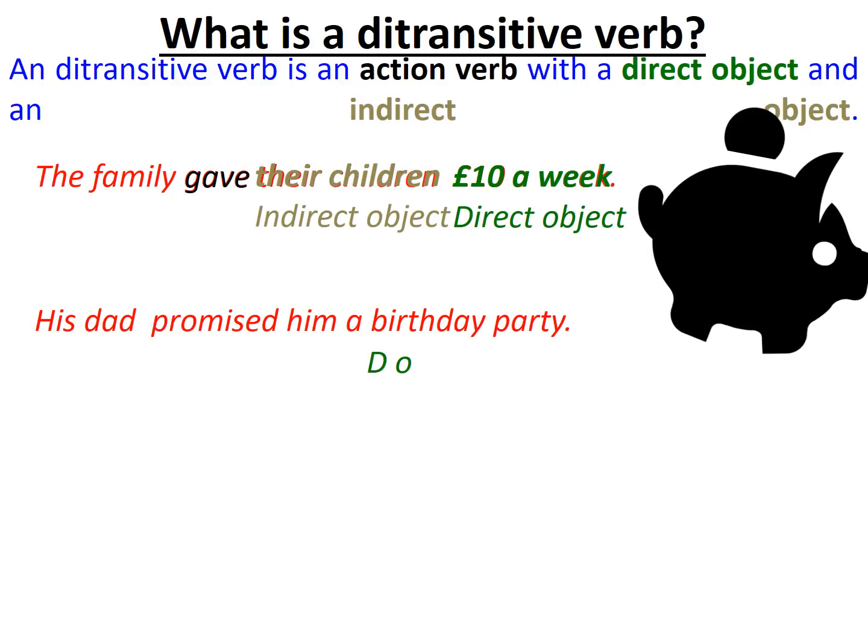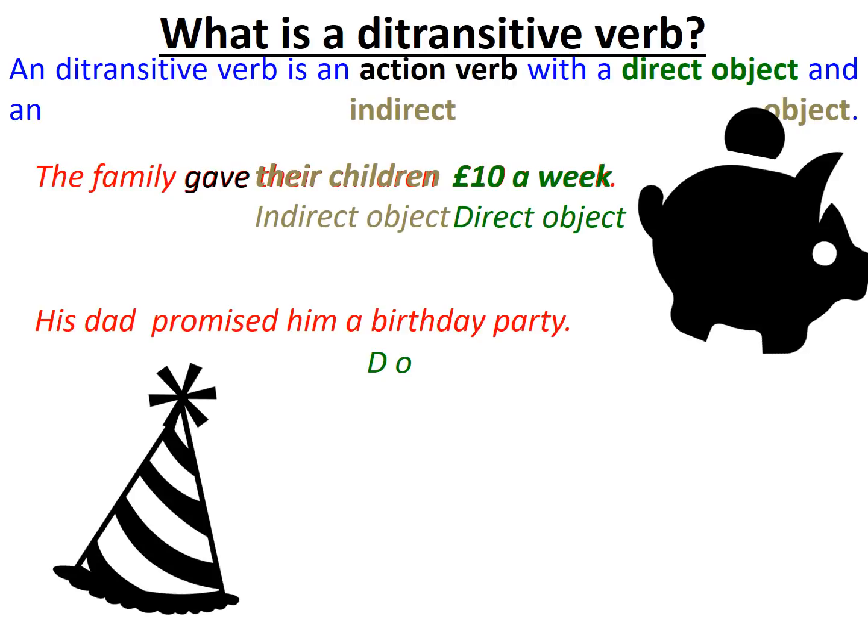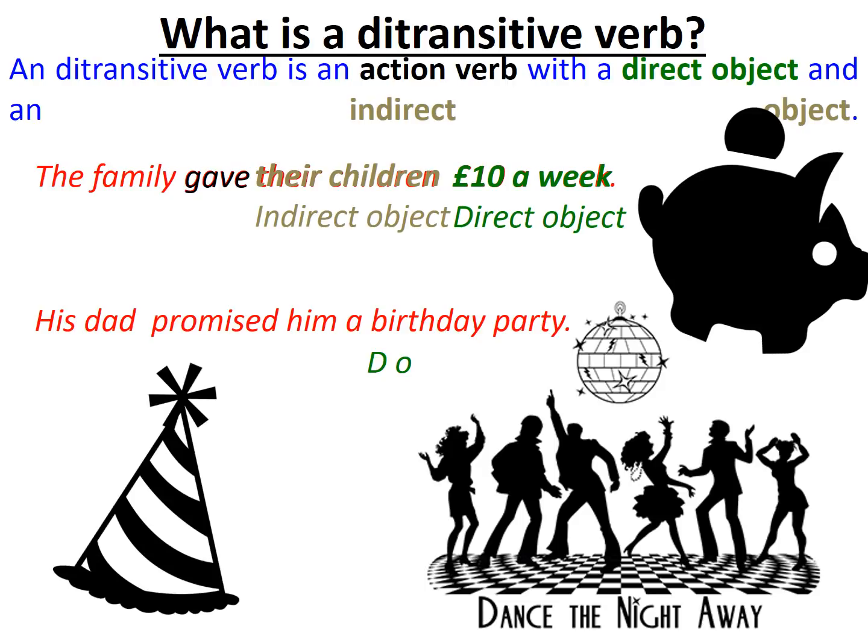Let's take our next example. His dad promised him a birthday party. The verb in the sentence is promised, and the direct object is the birthday party. And as for the indirect object, well, that's him, whoever that is.